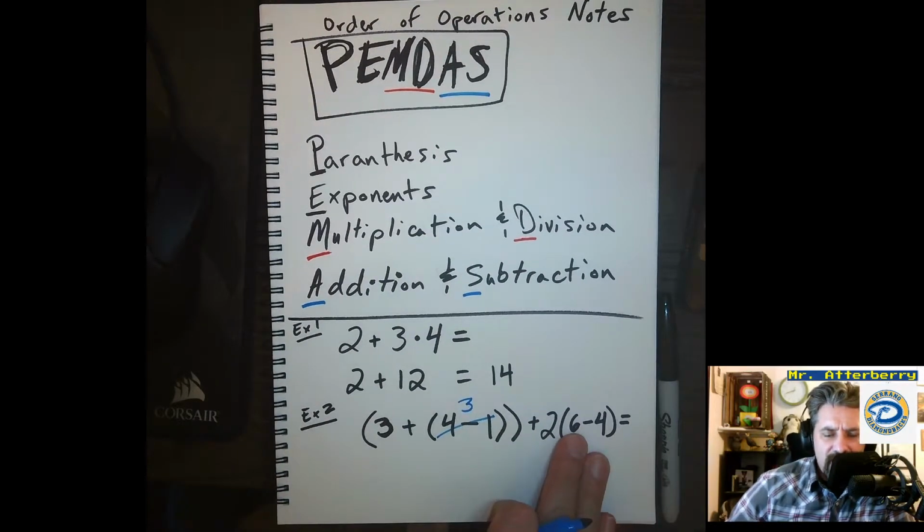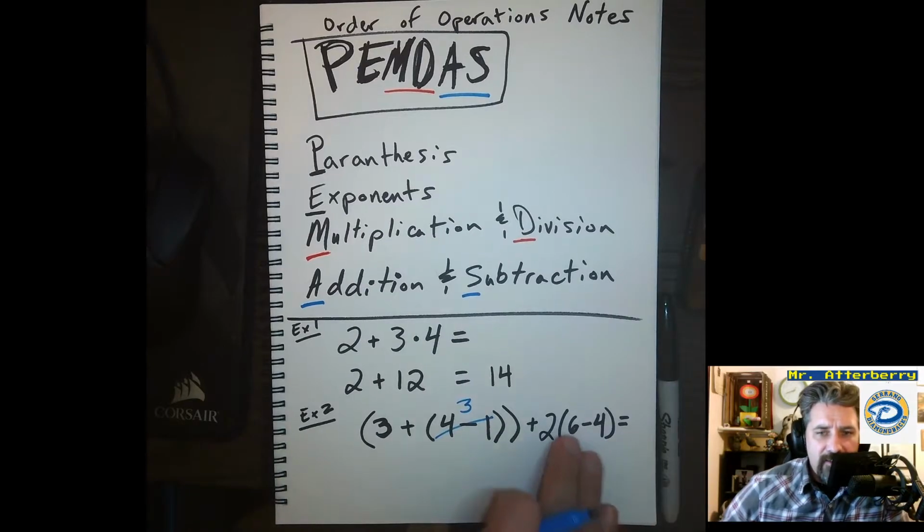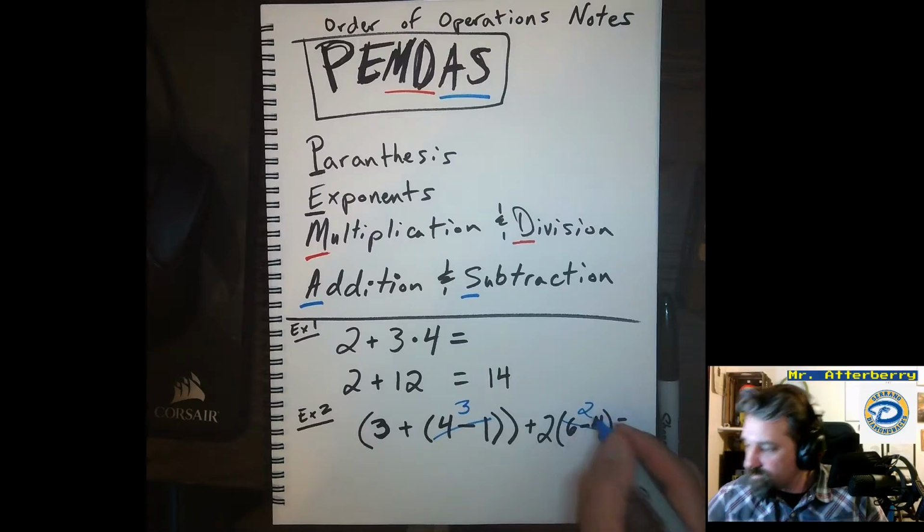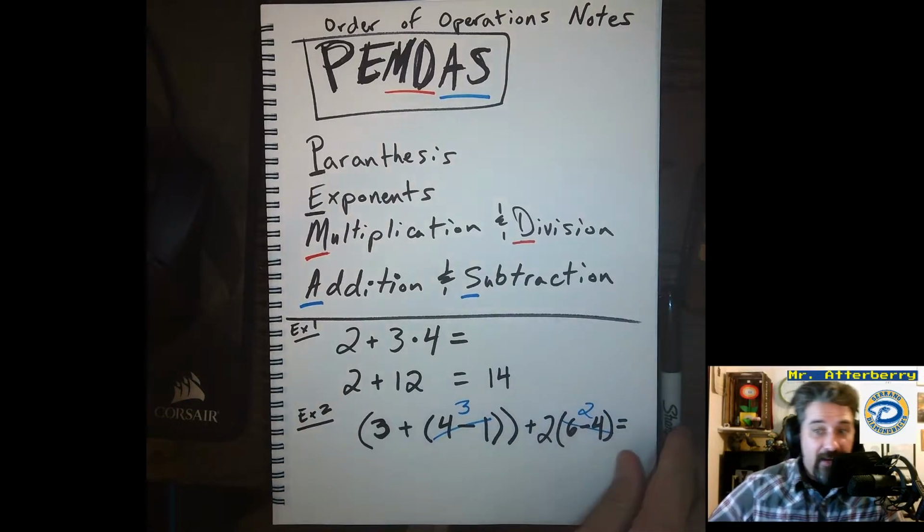Over here I have a 6 minus 4. I'm actually going to do that as well, okay? And I'm going to say 6 minus 4 equals 2. And now I'm going to rewrite it.